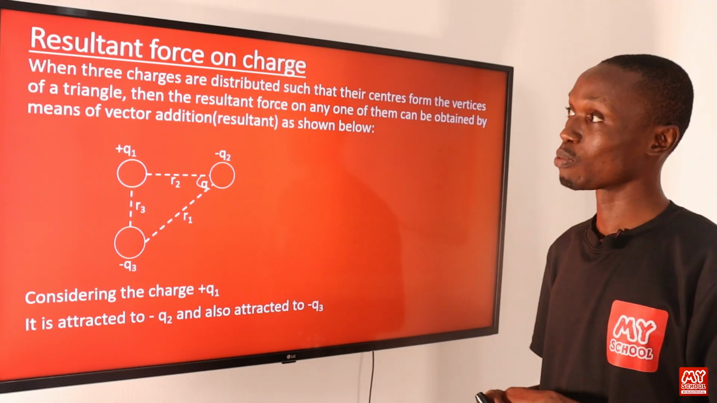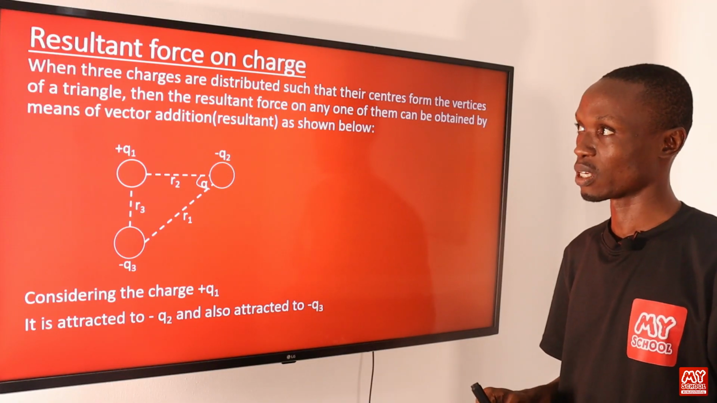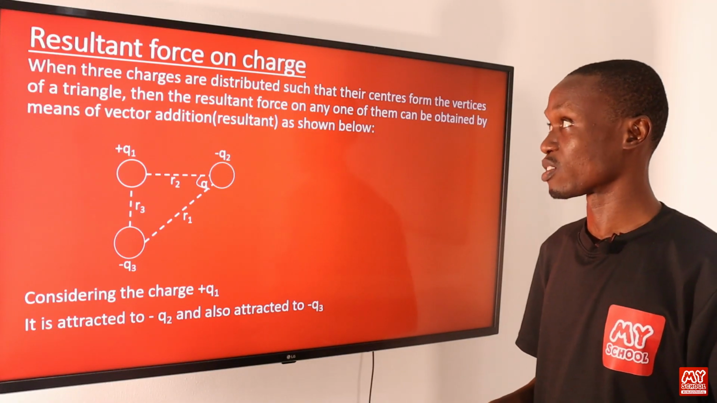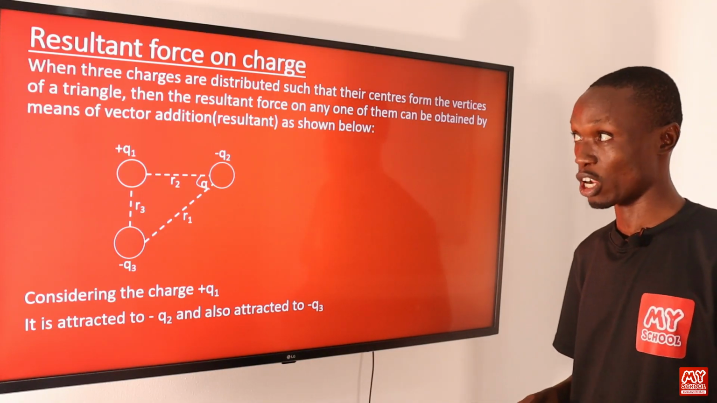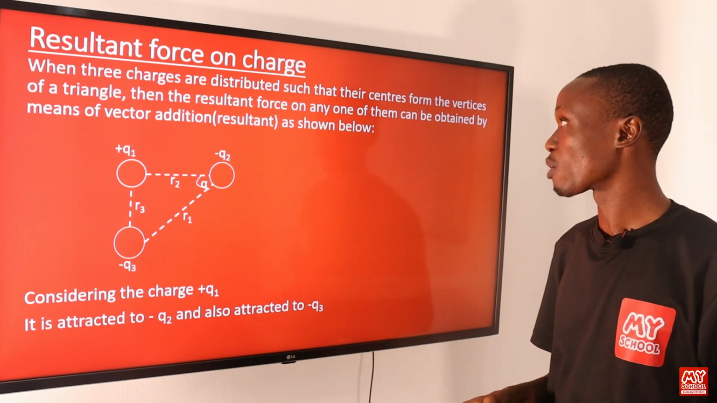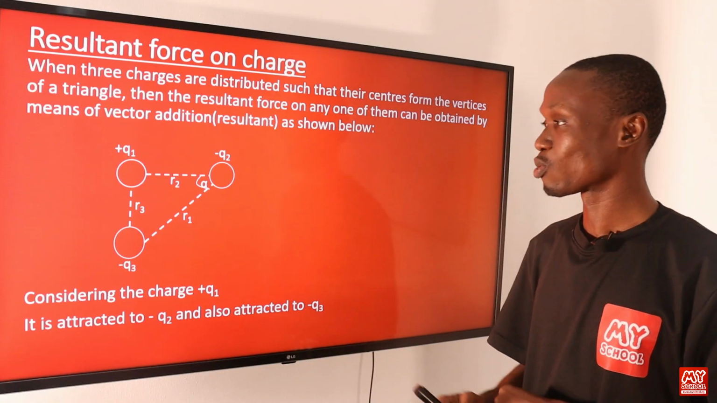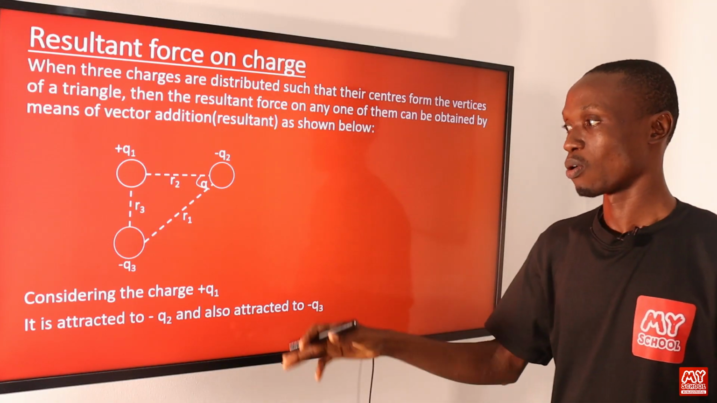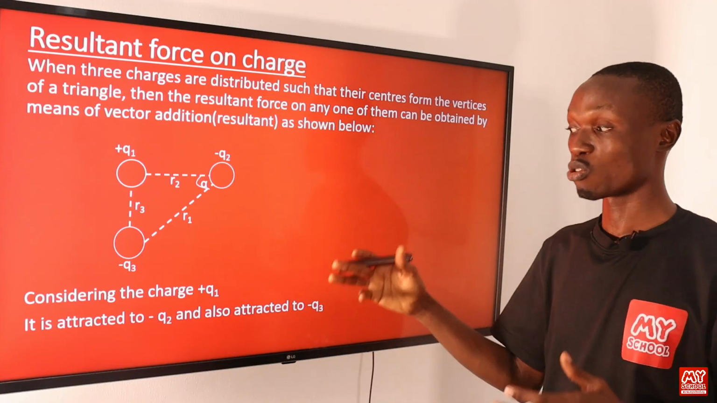So here we are going to be discussing the resultant force on charges. When three charges are distributed such that their centers form the vertices of a triangle, as you can see below, then the resultant force on any one of them can be obtained by means of vector addition, as shown below.